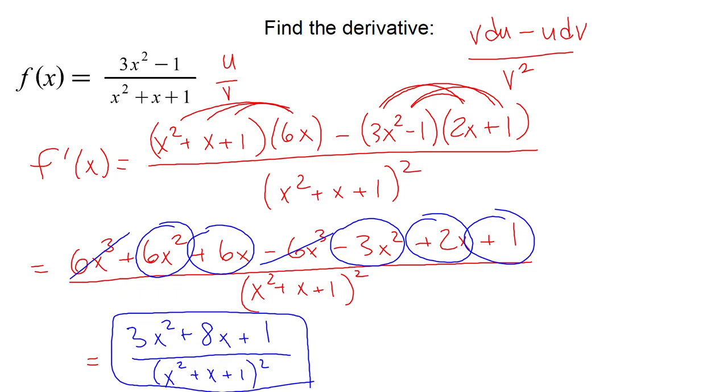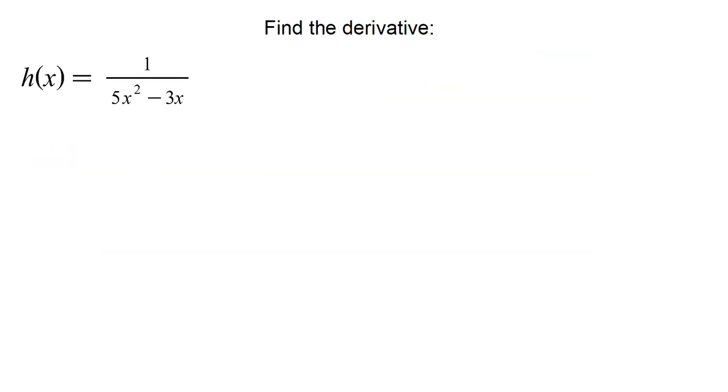All right, just 2 more to go through here. So here is h of x is 1 over 5x squared minus 3x. So this one is a quotient, but it's also the reciprocal of a function, and we had a rule for the reciprocal of a function. This is a reciprocal. I'm going to write this here, right? The reciprocal rule.